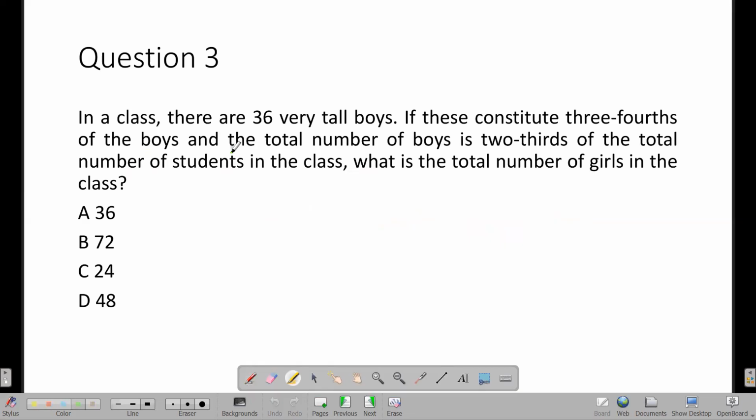Read the question carefully. It is given that in a class, there are 36 very tall boys. And this 36 constitutes 3/4 of the boys. So let us consider the total number of boys to be B. So 3/4 of the total number of boys, that is 3/4 into B, is what you have to consider. Okay. So 3/4 of the total number of boys when you are considering.